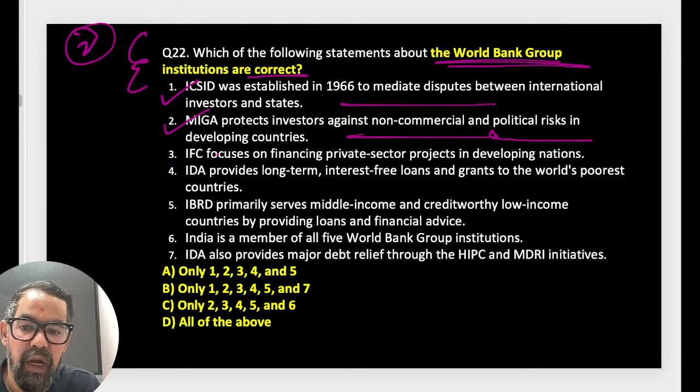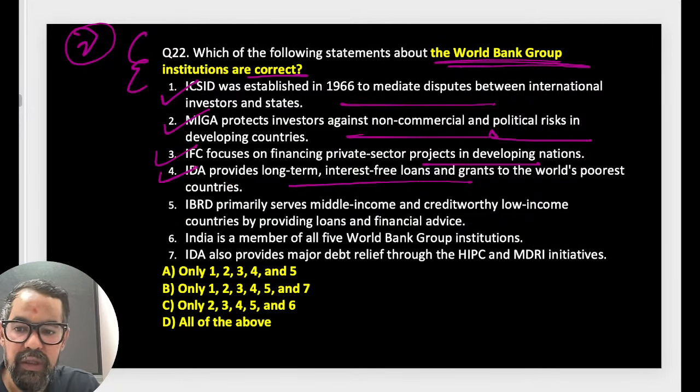Next one, third statement, IFC focuses on the private sector. 100% true. IDA provides long term interest free loans. This is also correct. So what is wrong here then? IBRD serves as a middle income, yes. India is a member of this. This is the wrong statement.